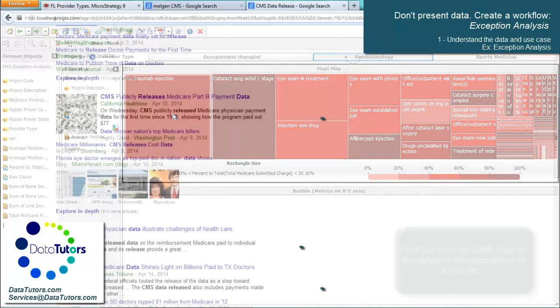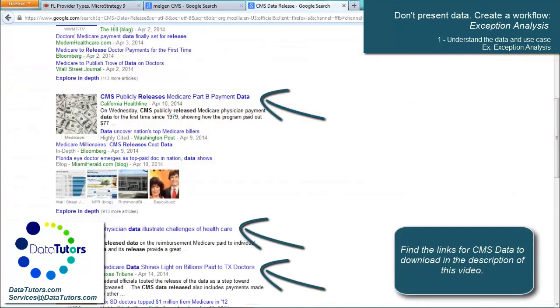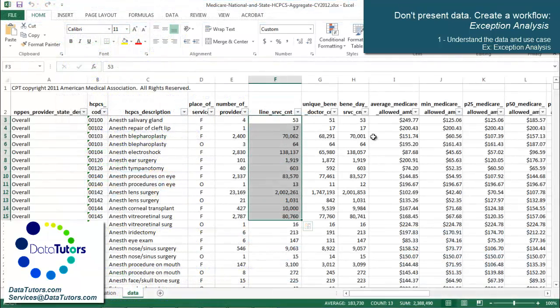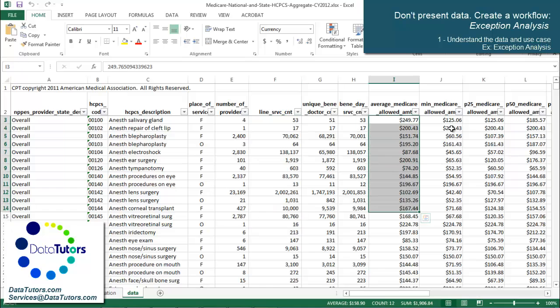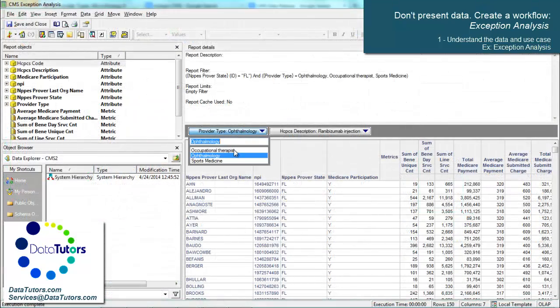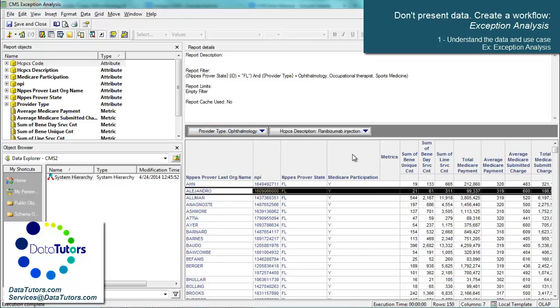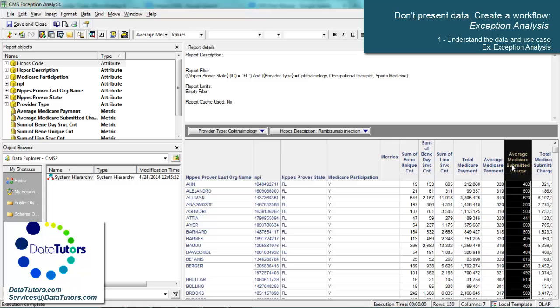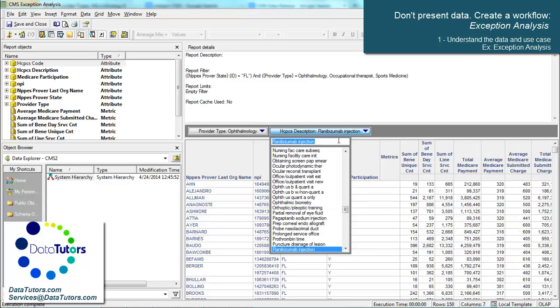For the first time, Medicare and Medicaid have released submitted charge and payment information for physicians and their organizations. I've got here a MicroStrategy report that contains 3 different types of healthcare providers, ranging from occupational therapy and sports medicine all the way to ophthalmology in the state of Florida. For those physicians, we've got their total billed amounts, total paid, and average billed and paid amounts, broken by the HCPCS code that they use to bill CMS for the treatment.